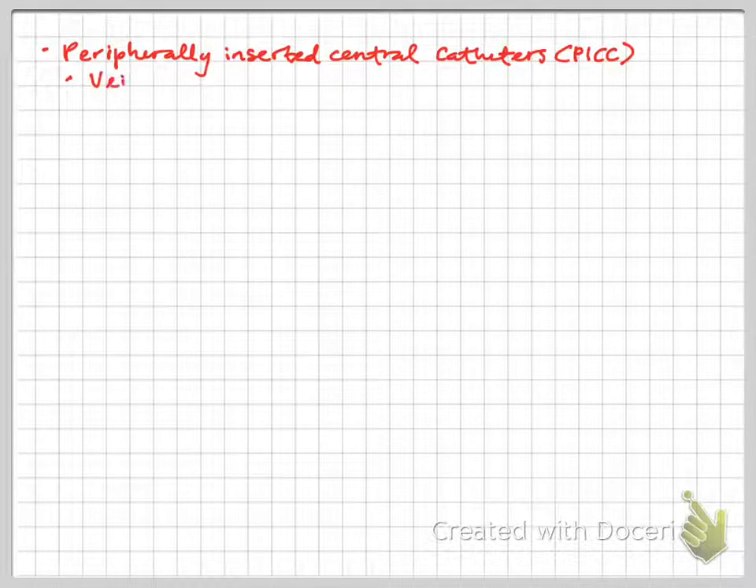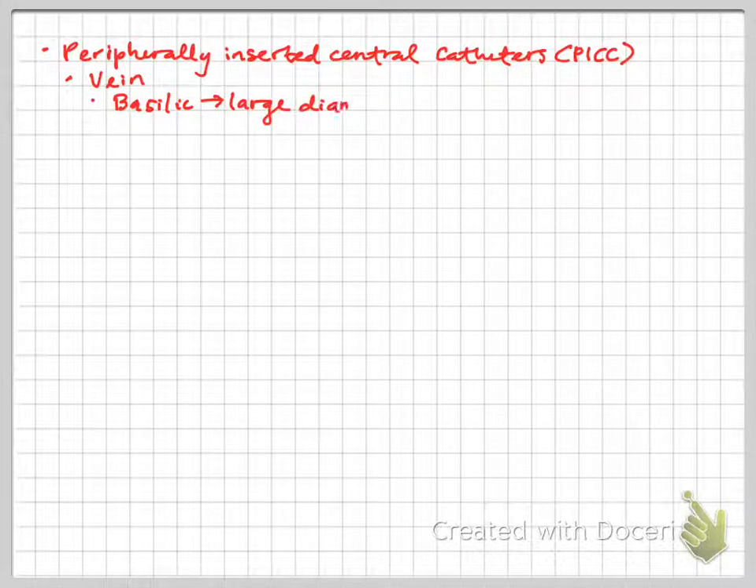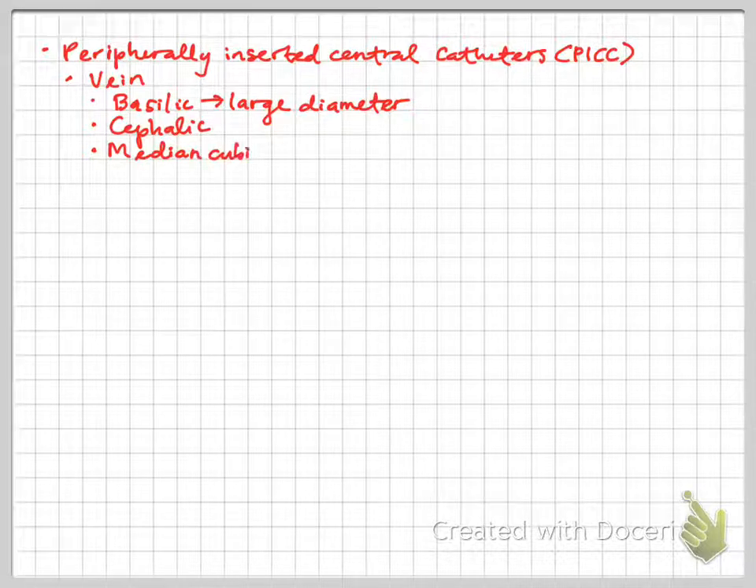Vein selection for PICC lines. The basilic is the most favorable, and I'll keep reminding you of that because it has a large diameter. So there's less risk of any irritation to the vein, and you can infuse things that are more vesicant. Other options are the cephalic vein, the median cubital, or the brachial. So there are options for the different types of veins.